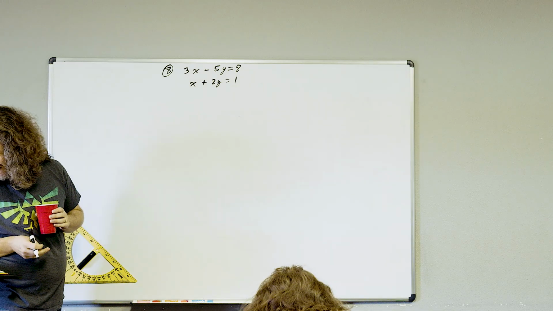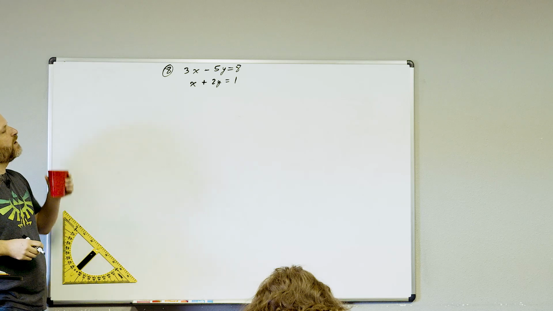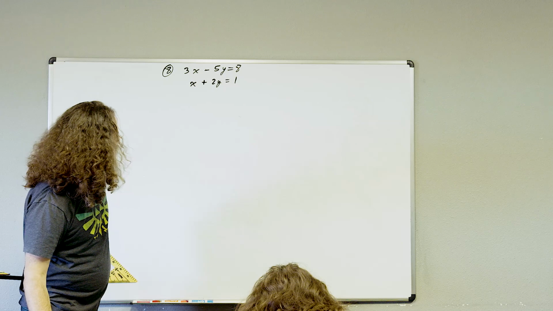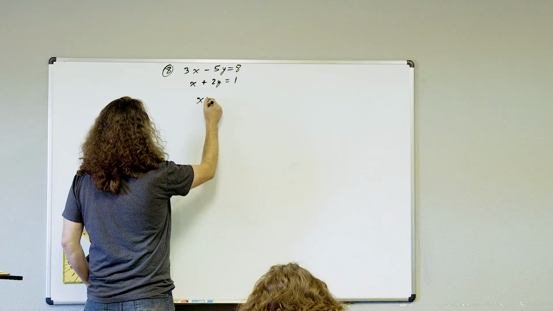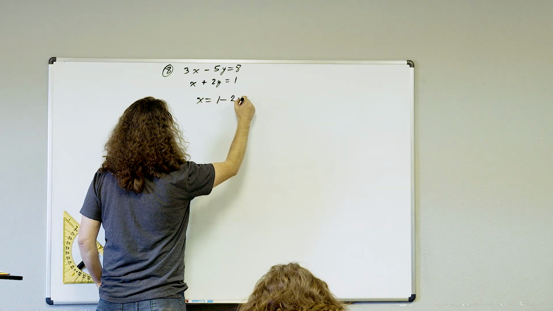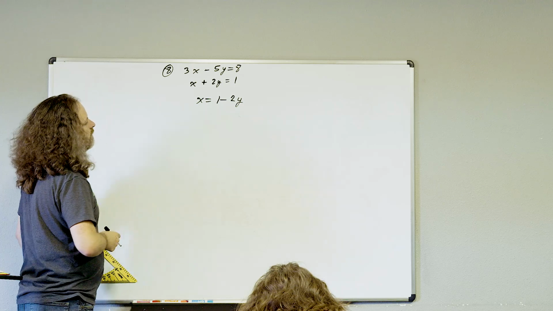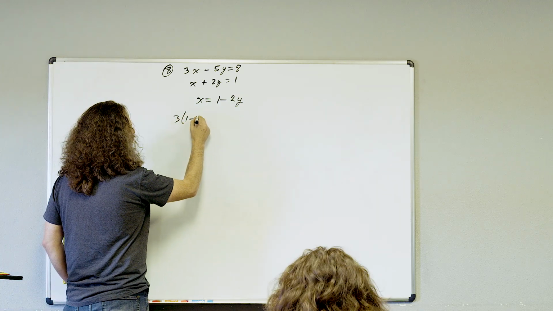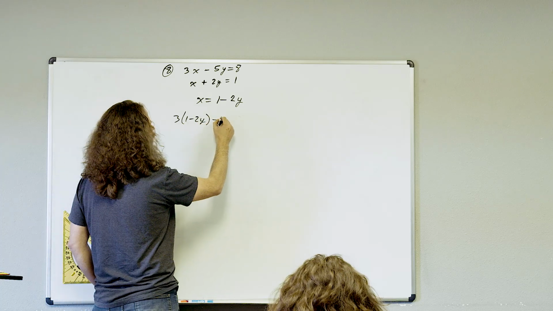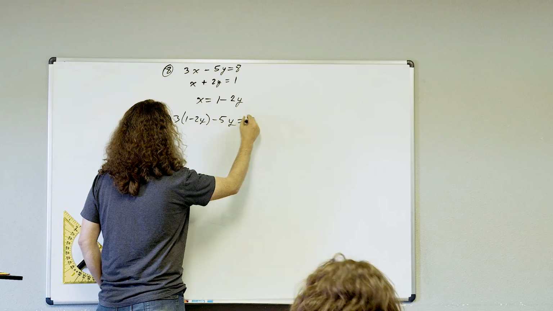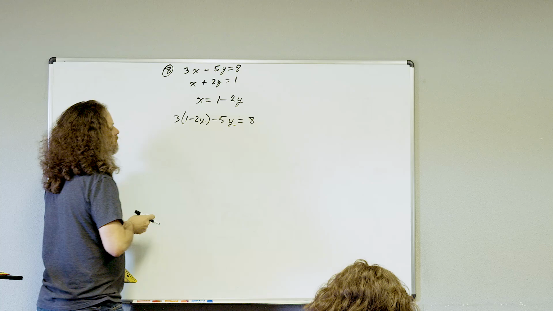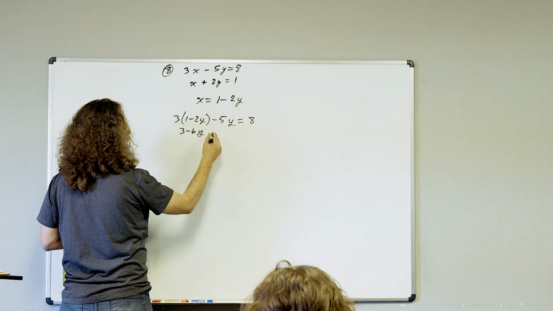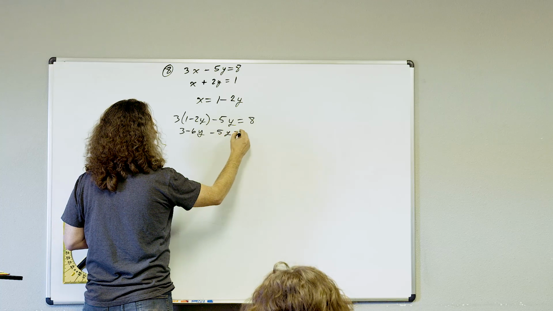All right, so we are supposed to use substitution to solve this system. So what should we do? You can solve for x in the bottom one. I agree. I like that plan. So we end up with x equals 1 minus 2y. Now what should we do? Now we can plug it into the top one. So 3 times 1 minus 2y minus 5y equals 8. And then we distribute the 3 and end up with 3 minus 6y minus 5y.